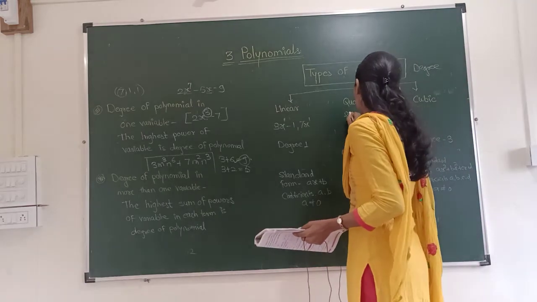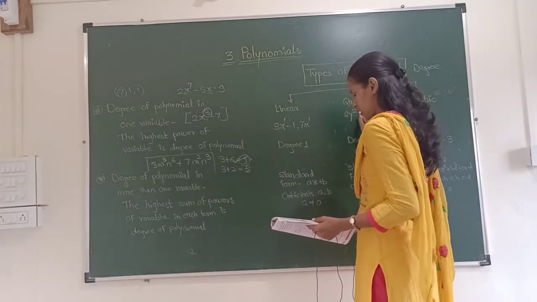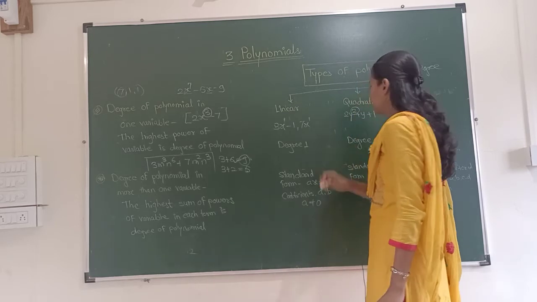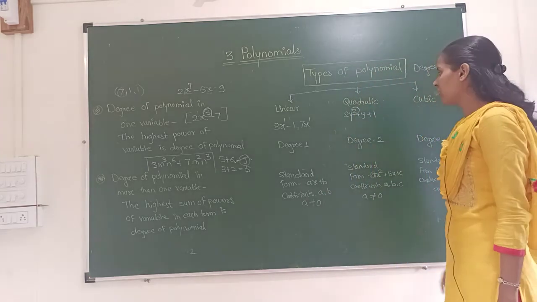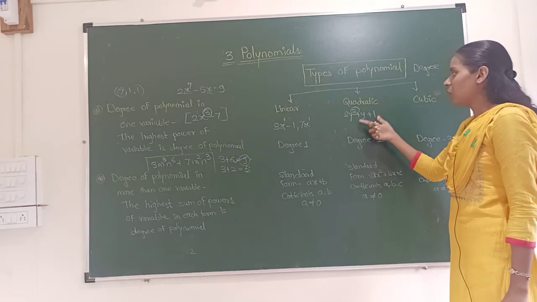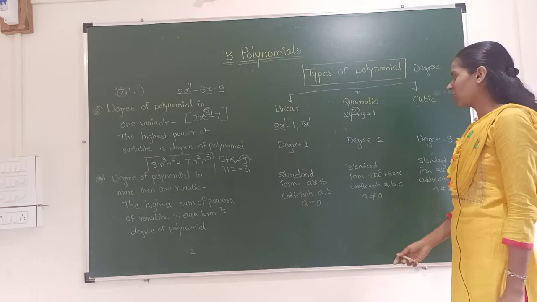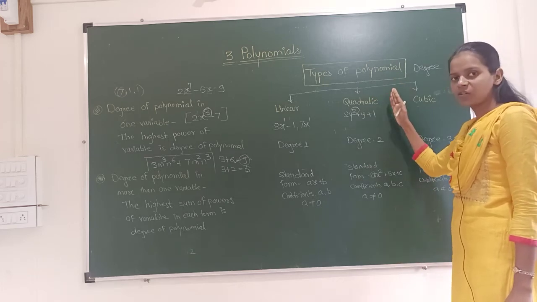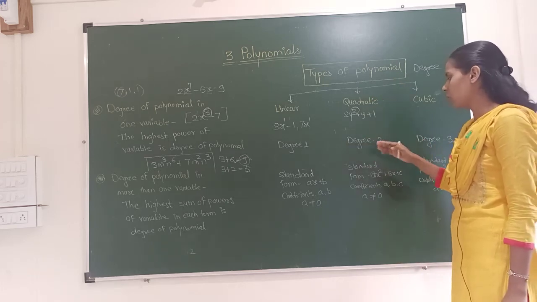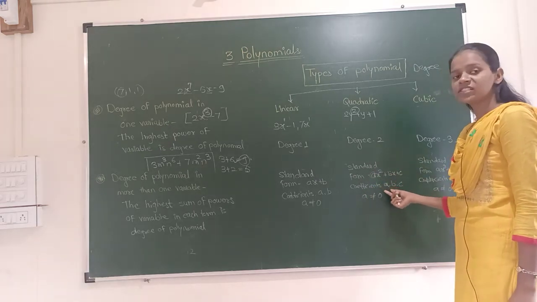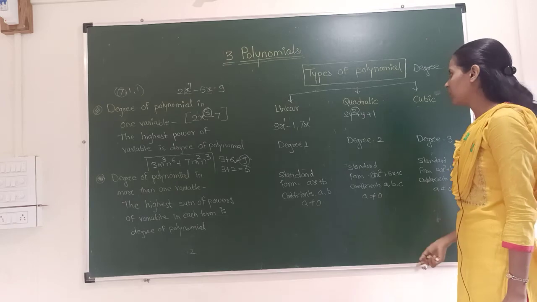We will write examples: 2y square plus y plus 1. Here you can see degree of the polynomial is 2. Therefore, such type of polynomials is called quadratic polynomials. We have seen quadratic polynomial degree is 2. Standard form is ax square plus bx plus c. Coefficients are a, b, c, whereas a cannot be equal to 0.